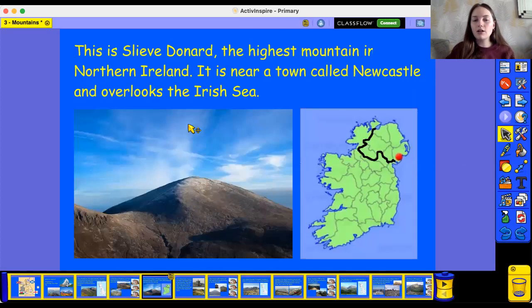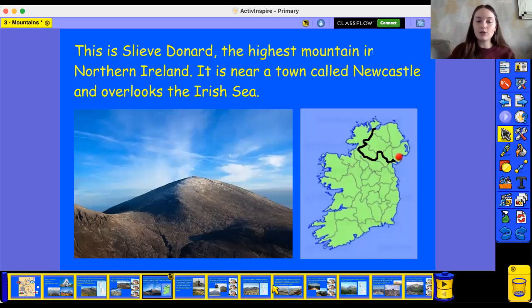What's this mountain called? Sleevedonard. And that's the highest mountain in Northern Ireland. Where is it? Fantastic, it's in Northern Ireland. So we're going to say that sentence. Sleevedonnard is in Northern Ireland. Your turn.